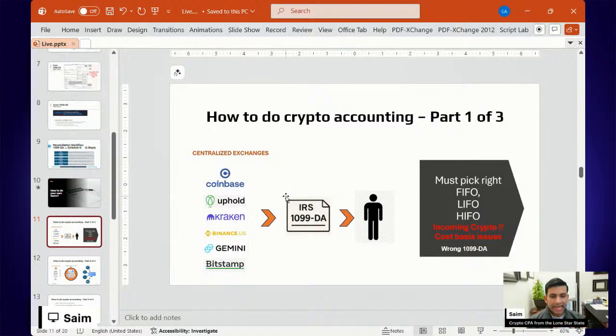So all the data in that centralized exchange is going to be covered by the form 1099-DA. But you must pick FIFO, LIFO, or HIFO, and you need to know how those play in. So if I could just give you a little bit of a summary on FIFO, LIFO, HIFO. FIFO means first in, first out.